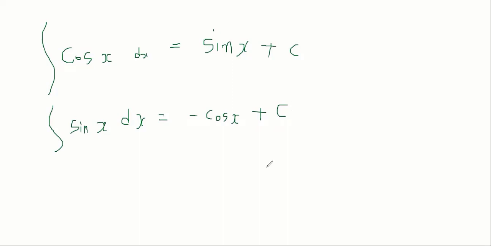So x to power n we know, 1 by x we know, e to power x we know, sin x we know, cos x we know. Similarly, what will be integration of secant square x? You have to see that secant square x is the differentiation of what. If you remember the differentiation of trigonometric functions, secant square x was the differentiation of tan x. So integration will be tan x.